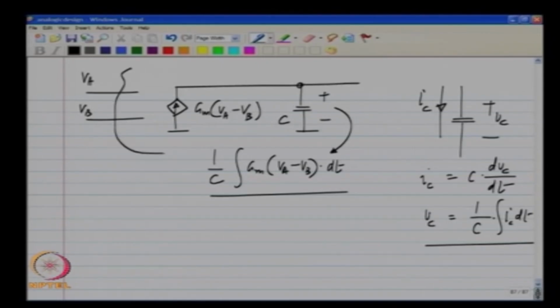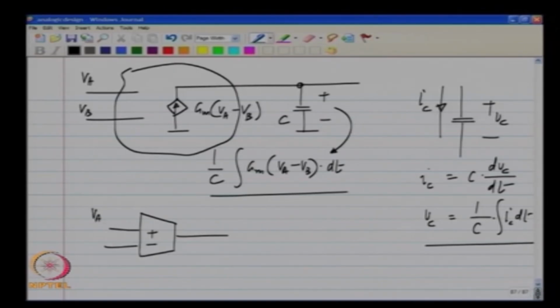Now, this particular block, it is a voltage controlled current source, and in integrated circuit design a different symbol is used for it for the same function. We use a symbol that is somewhat similar to that of an op amp. And this symbol means a voltage controlled current source, and you typically write the value of the proportionality constant next to the symbol, and this means that a current G m times V a minus V b will be forced out of this block.